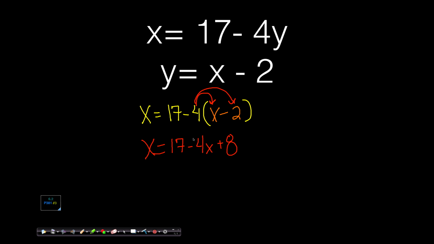Solving linear systems by substitution gives me a specific coordinate point at which both of these lines intersect. They give me the solution to that system of equations.